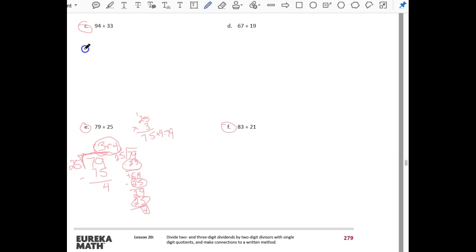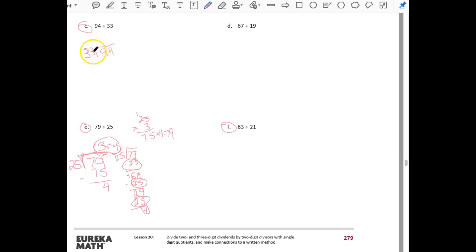And we have 33. It's a really messy 33, but you know what I'm talking about. And we're going into 94. How many 33s can we fit into 94? And if we think about this, I know that 3 times 3 is 9. So if I just had a 30 here, and I said times 3 up here, I know that I would end up with 90. But look at this.